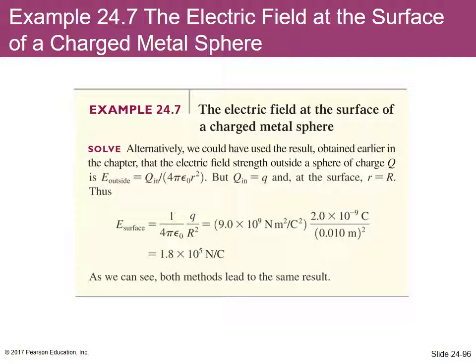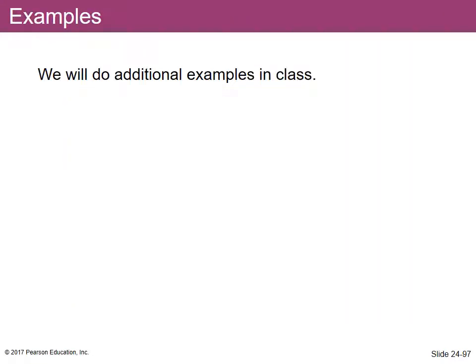Alternatively, we could have used the results obtained early in the chapter, that the electric field strength outside a sphere of charge Q is the same as a point charge, and since the charge and size of the sphere are known, this yields the same result. We will do additional examples in class.